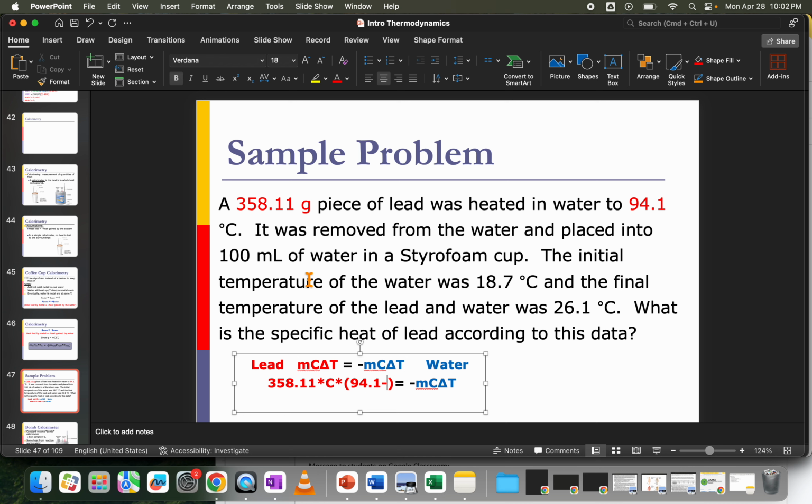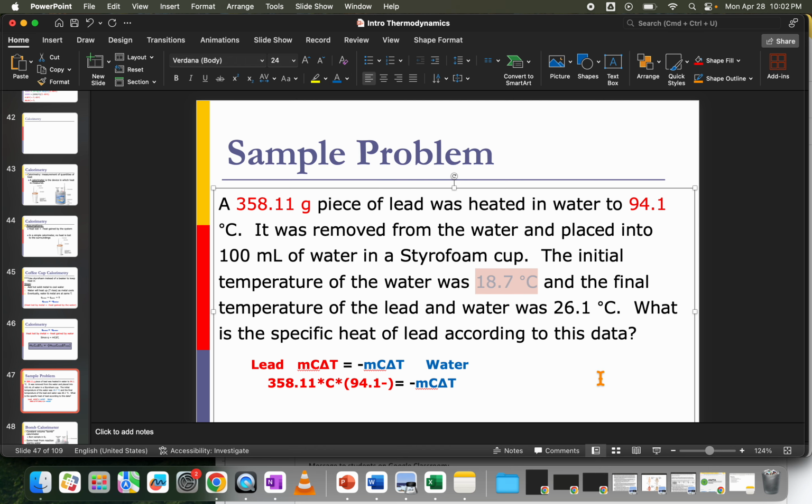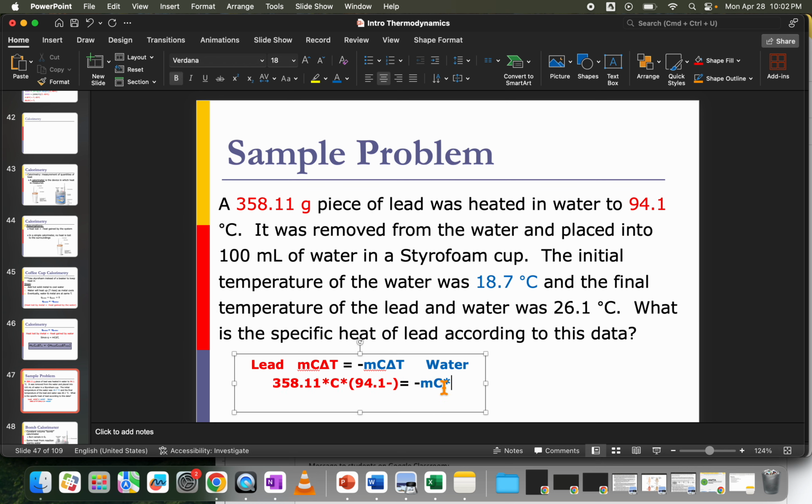It was removed from the water and placed into 100 milliliters of water in a styrofoam cup. The initial temperature of the water was 18.7. So this is where we're talking about the water. Okay, so I'm going to put my change in T, 18.7. That's my initial. Same over here. Oh, yeah, so that needs to come last because my final needs to come first.